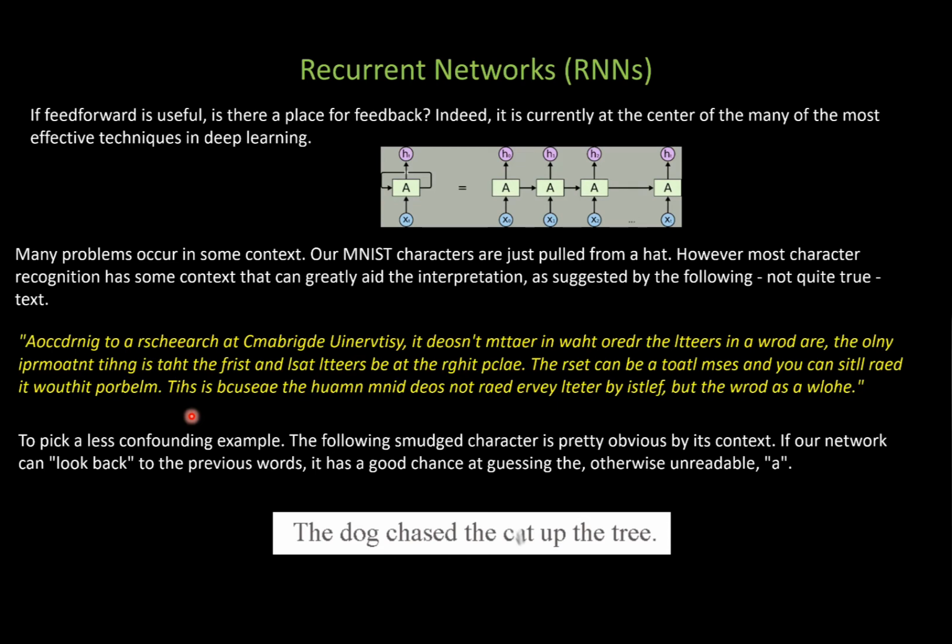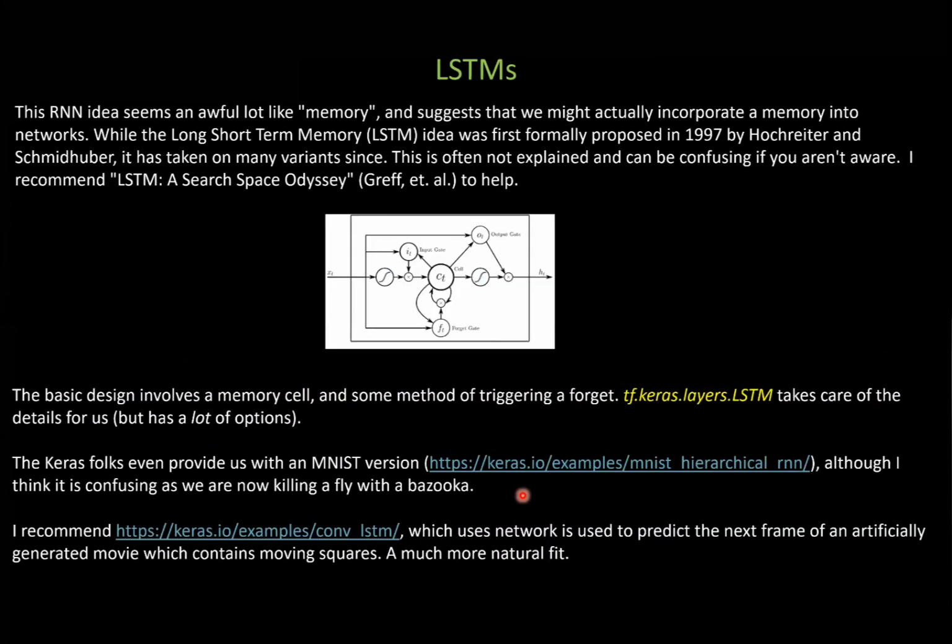And so here's maybe a more simplified example right here. If we've got something like this, the dog chased the cat up the tree. Well, I just read a cat. I know that's cat, right? Even if we just cut out the A, it's hard to read, but it's obvious to me that it's cat from its context, the surrounding letters and the surrounding words, certainly. So it's very easy from context to greatly improve your interpretation.